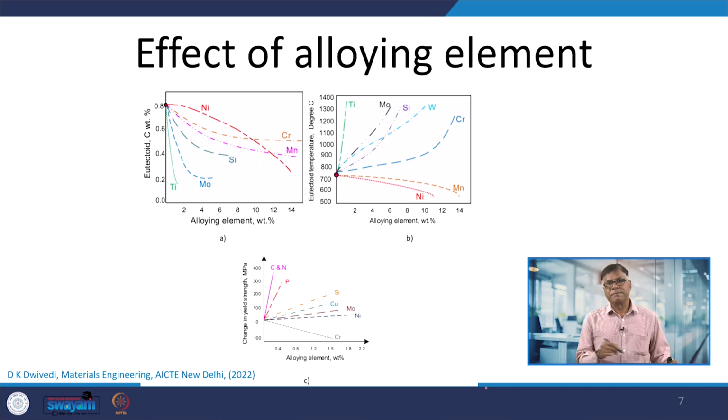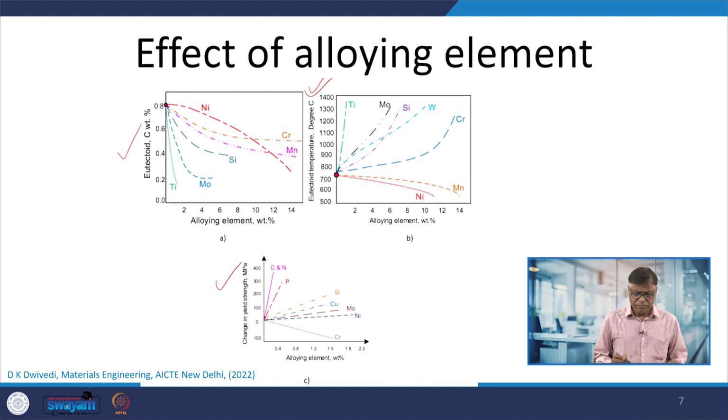So, steels, I have said the carbon steels will primarily be having the carbon content, but if we are talking about the alloy steels where a variety of alloying elements are added, then they affect a number of things. They affect the strength, they affect the carbon content requirement for the eutectoid transformation, and they also affect the temperature at which the eutectoid transformation will be occurring.